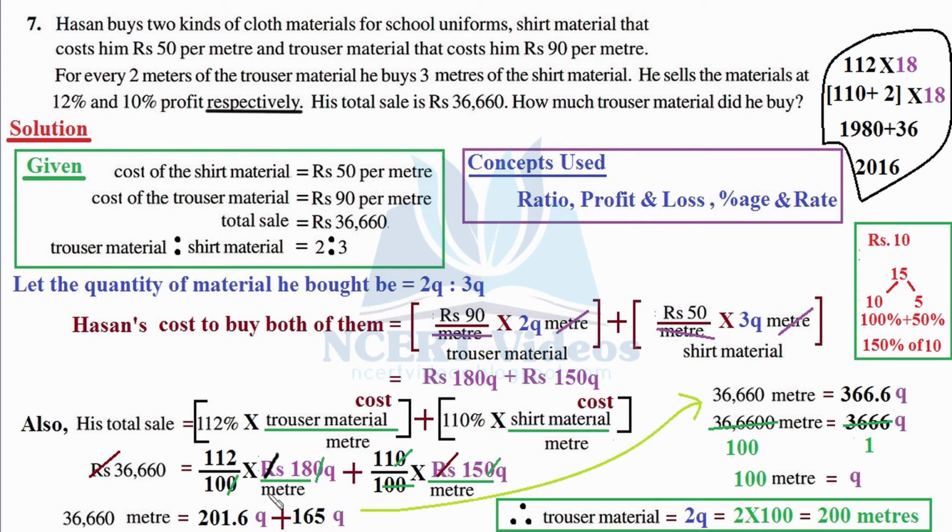Here it is getting divided up. Here it will get multiplied up. So we are left with 36,660 and transposing meter towards the left hand side. On the right hand side, we are left with this term and this term. Let's solve this one. So 18 into 112.